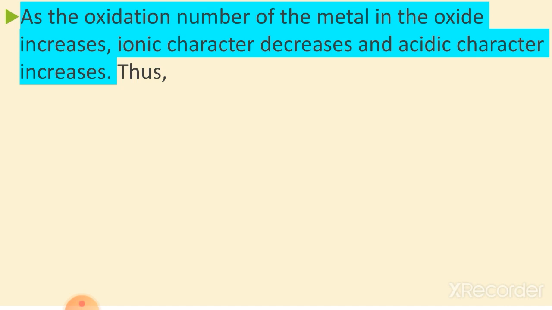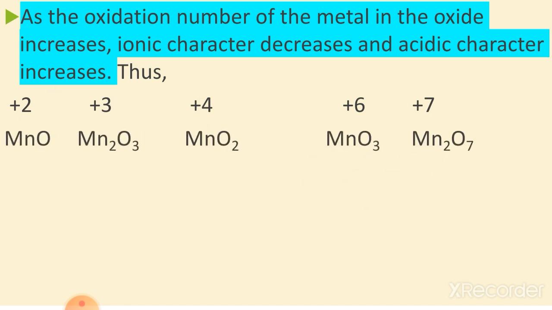Now, students, the next point on oxides and oxo metal ions. As the oxidation number of metal in the oxide increases, ionic character decreases and acidic character increases. So look here. Here some oxides of Mn are taken with their oxidation states also written. MnO contains +2 charge, Mn2O3 contains +3 charge on Mn, MnO2 contains +4 charge, MnO3 contains +6 charge on Mn, and Mn2O7 contains +7 charge on Mn.